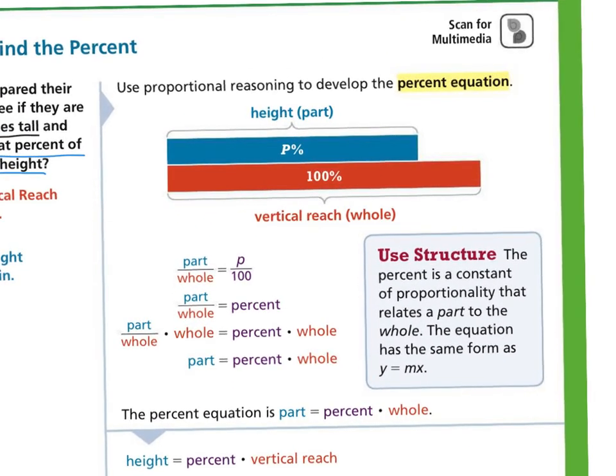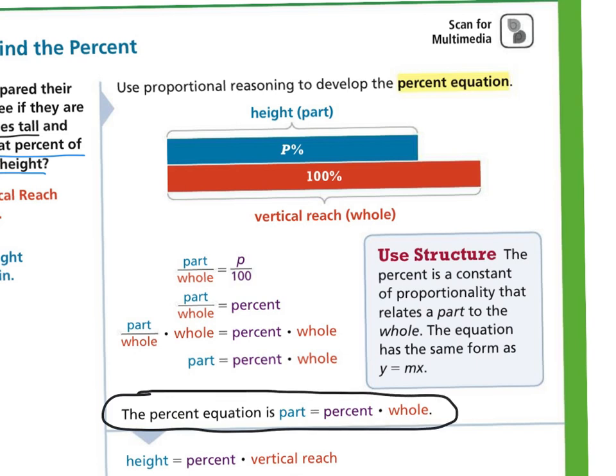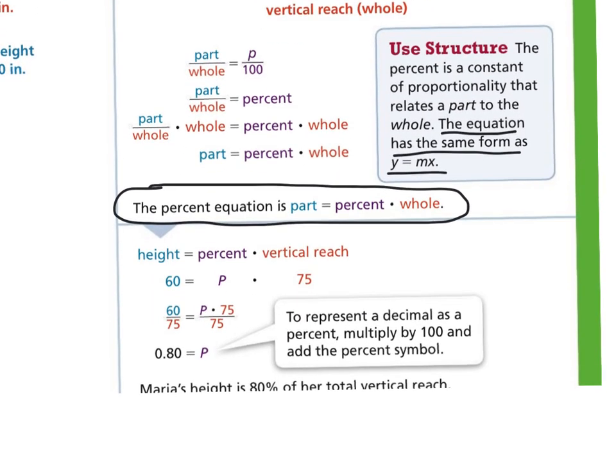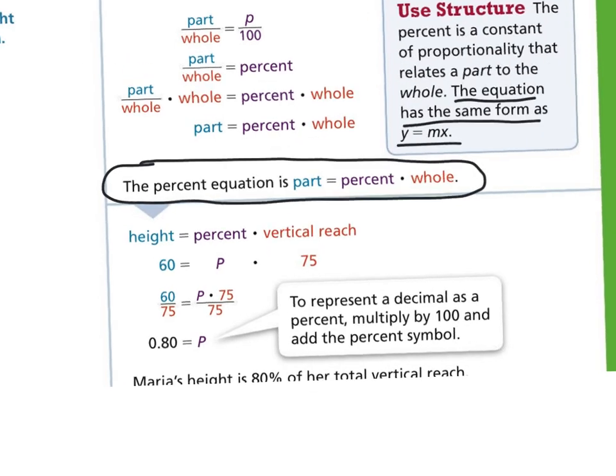What they're doing over here to the right, they are developing this percent equation based off the percent proportion. They're starting with the percent proportion and then working through to get this percent equation. Part is equal to the percent times the whole. And this has the same form the book mentions as the y equals mx format.